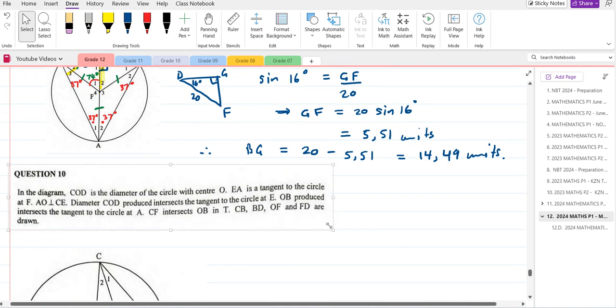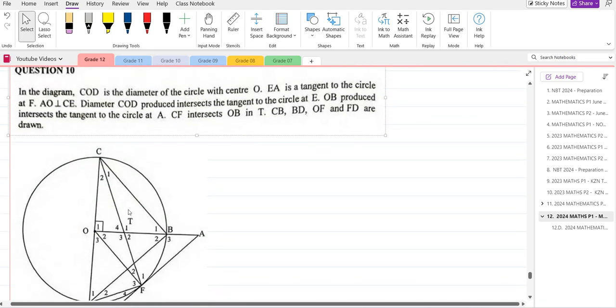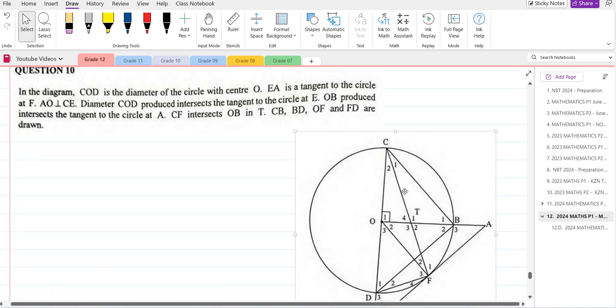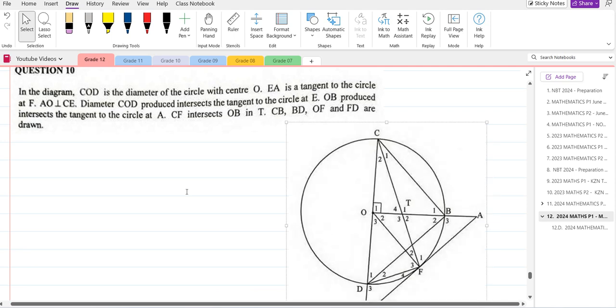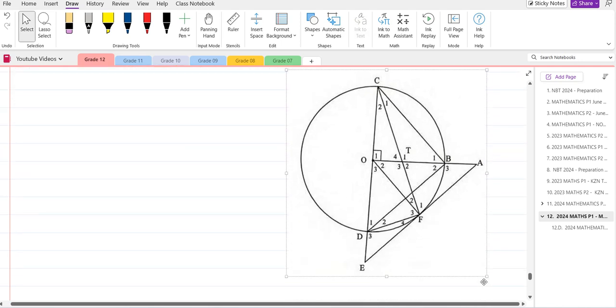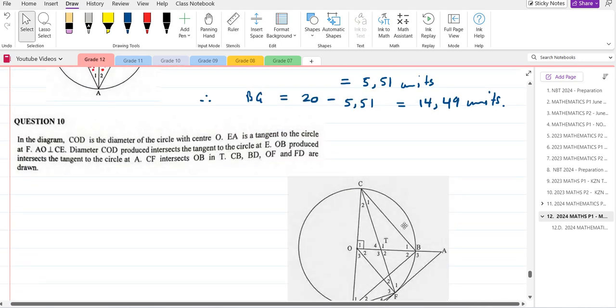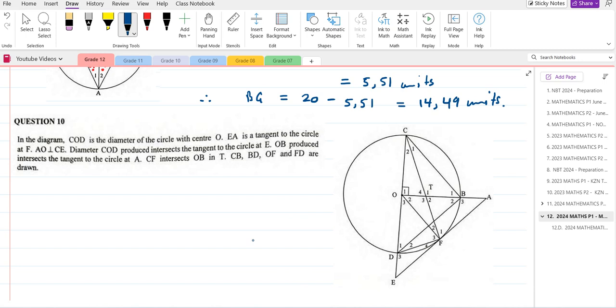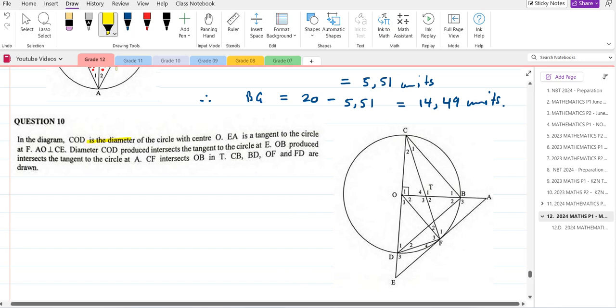Right, let's look at this question. Quite complicated diagram, but if you read the story, it won't be complicated. Right, so let's read the story here. Let's read together and follow through. Just trying to get the diagram in order. Right, so in the diagram, COD is a diameter with center O.